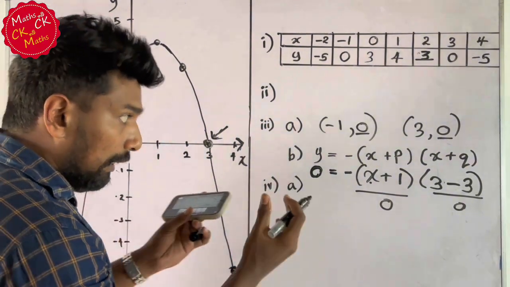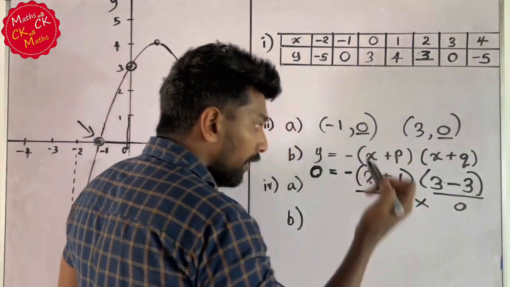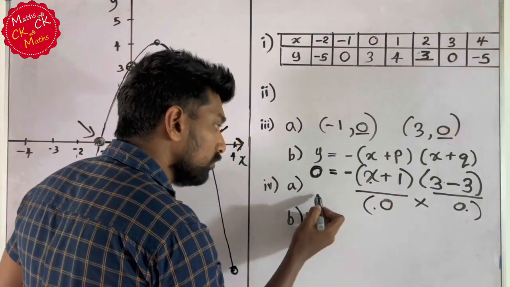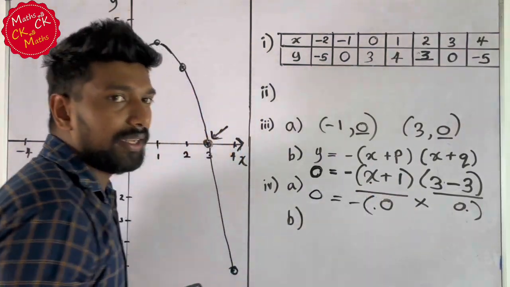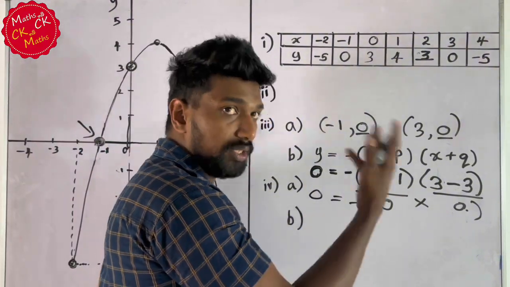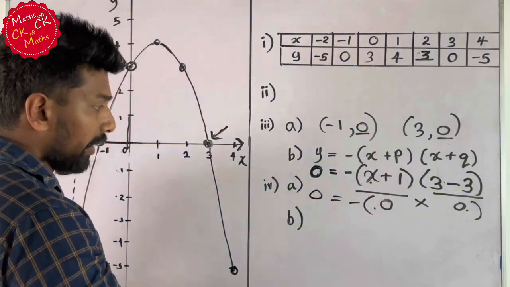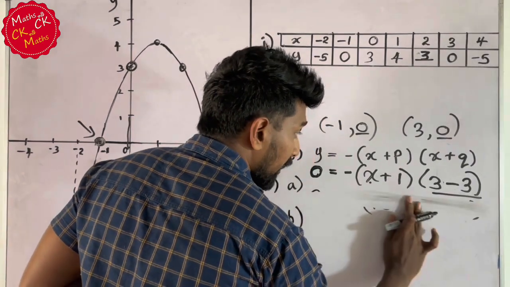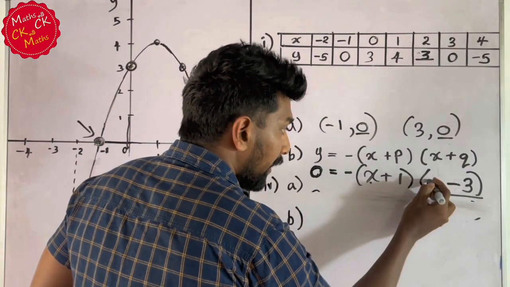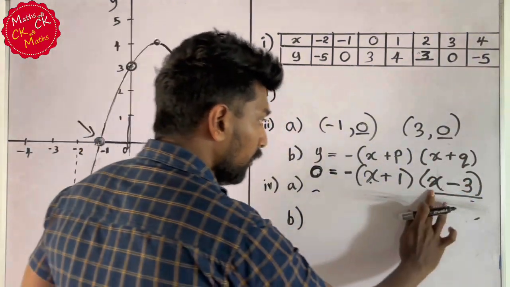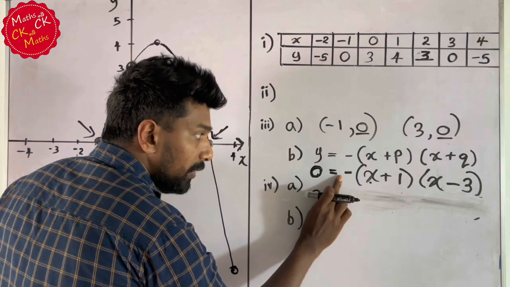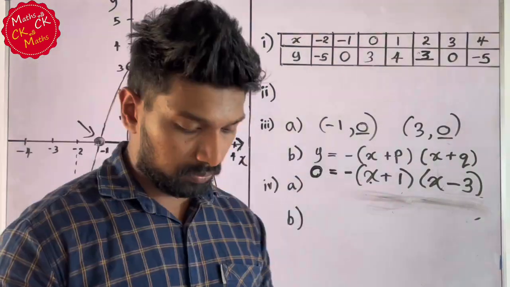Then the two brackets are multiplied. 0 into 0 is 0. The minus means no difference, since when you multiply minus into 0, it is 0. Then what is the answer? (x + 1) and (x - 3). Before the two brackets, there should be a minus sign.